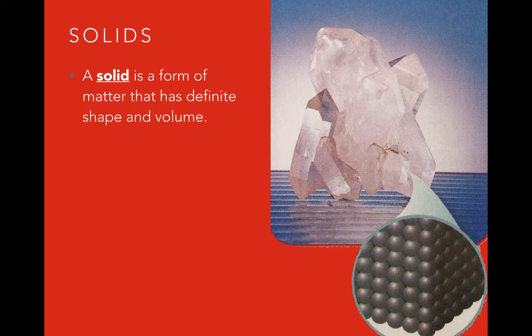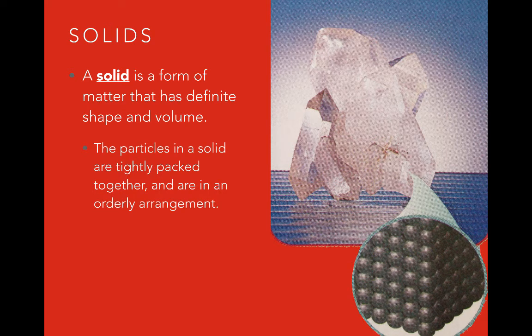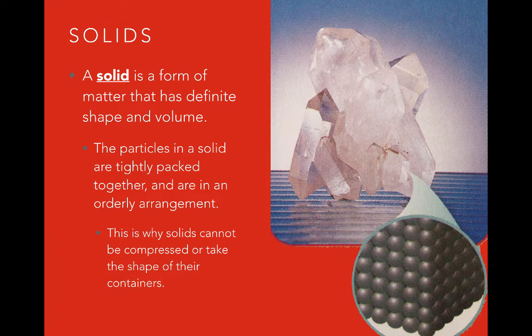As mentioned, to identify the phase of matter, it is important to understand its particle arrangement. Solids have a definite volume and definite shape. This is due to the fact that solid particles are very tightly packed together. I'd like you to look at the picture to the right. You'll also notice that solid particles have a very organized pattern to them. Because of the arrangement, solids cannot be compressed or squeezed to eliminate the empty spaces and cannot take the shape of their containers.